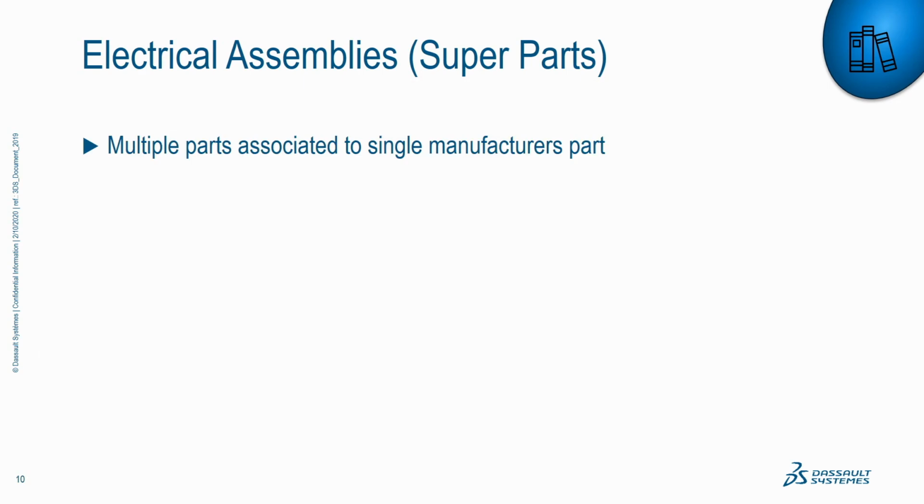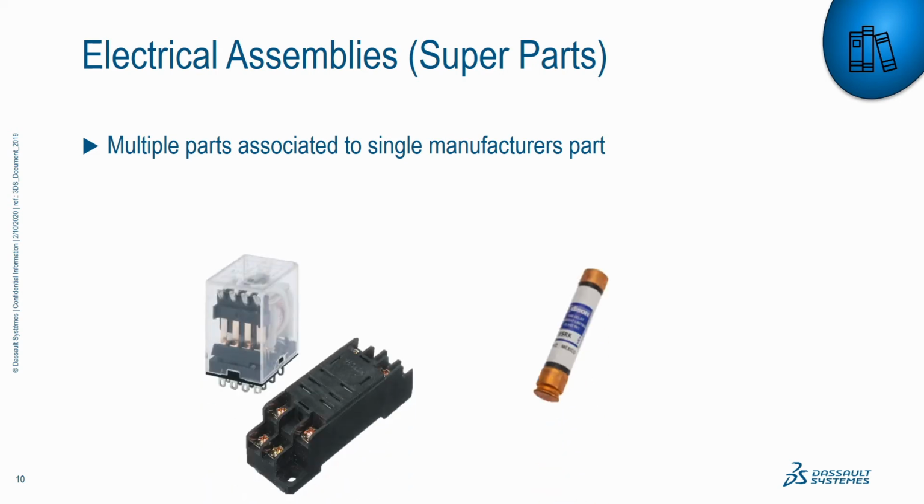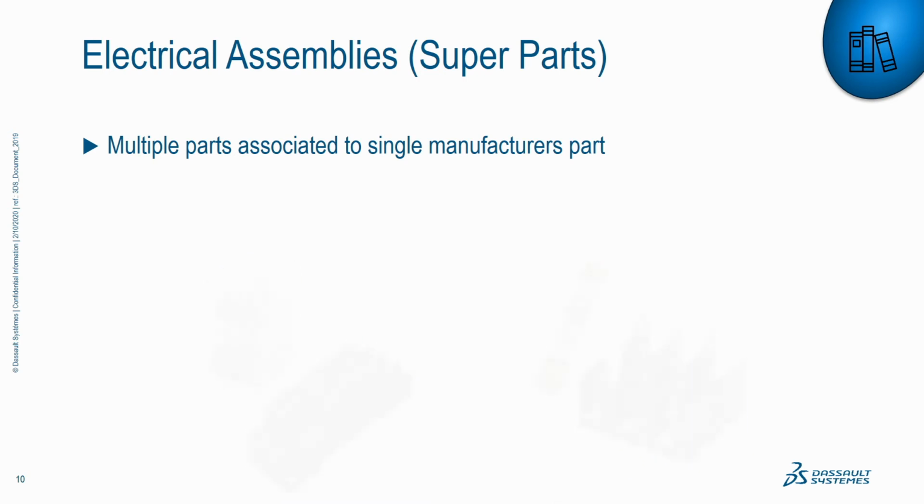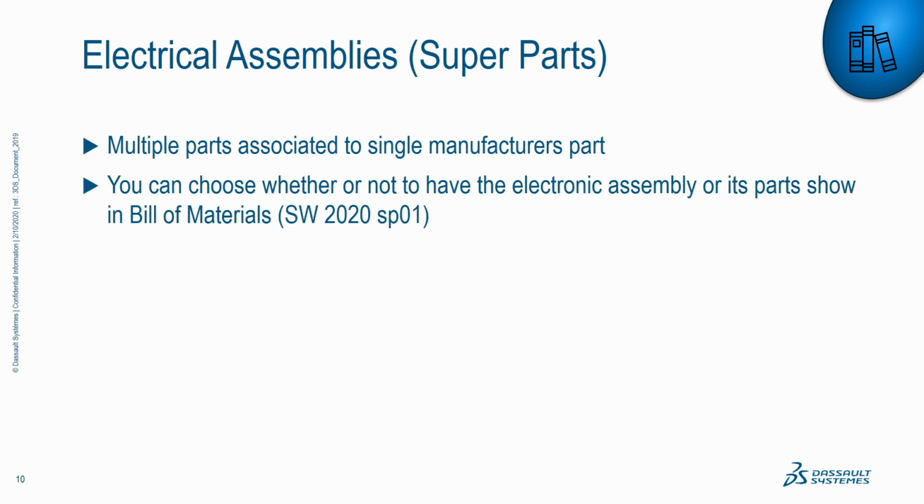So for electrical assemblies, like I said before, multiple parts are associated to one single manufacturer part. Kind of the cases, fuses, fuse holders, things like that. And then you can choose whether or not you want to have it show up as its own parts or parts of a bill of materials, and that's new for 2020 Service Pack 1.